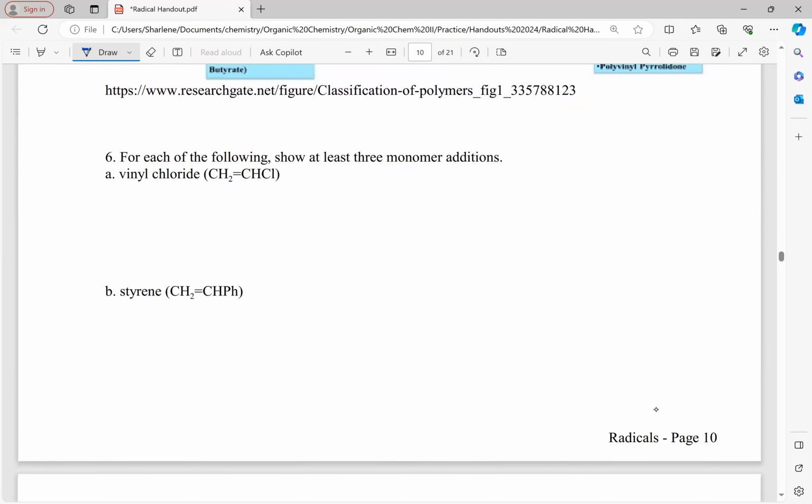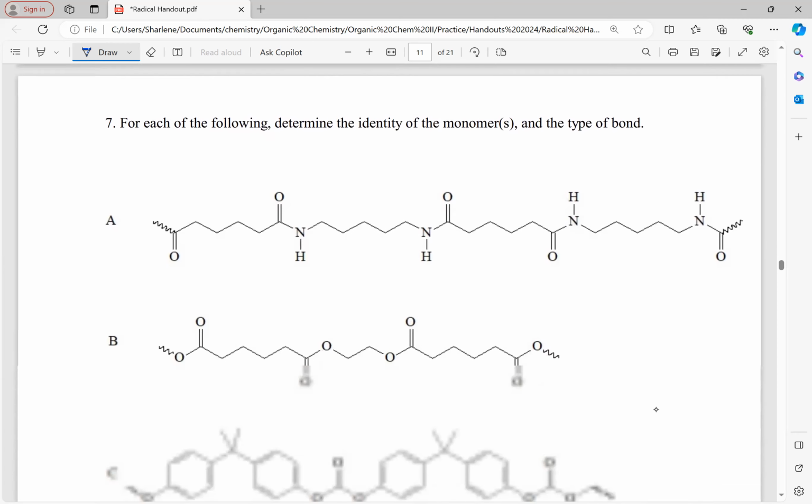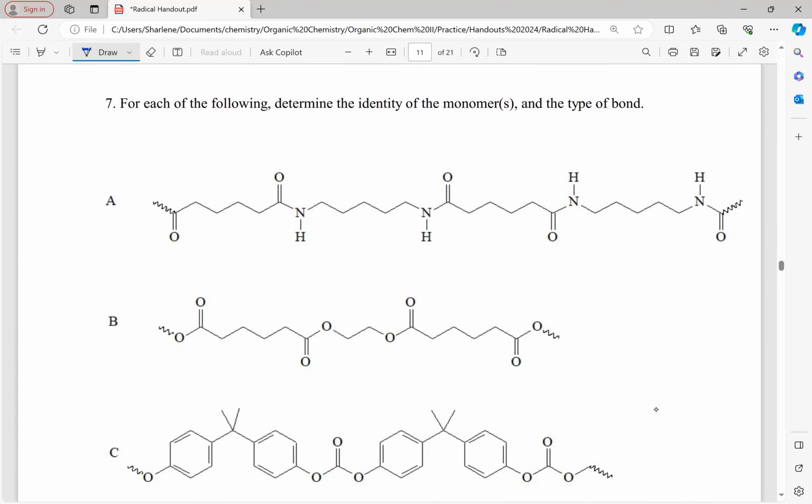All right, question number 6. For each of the following, show at least 3 monomer additions. Now, if it's the radical, I would suggest you do the actual mechanism. If it is not the radical, if it is the condensation, just show me where it does attach. Question 7. For each of the following, identify the monomer. So in the previous question, you were putting it together, and in this question, I want you to see it broken down.